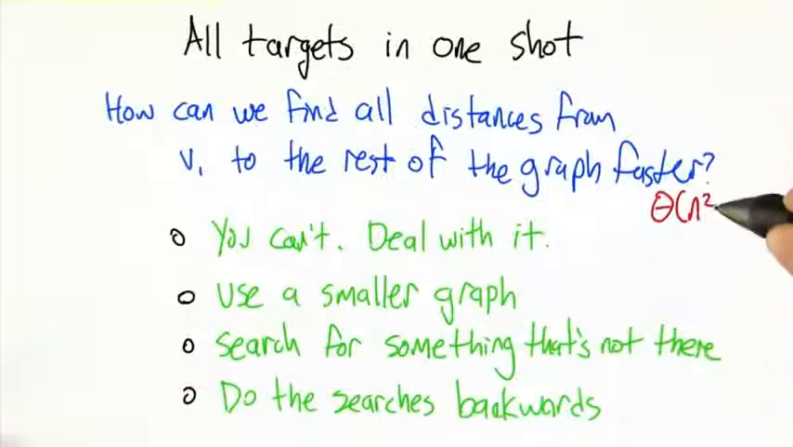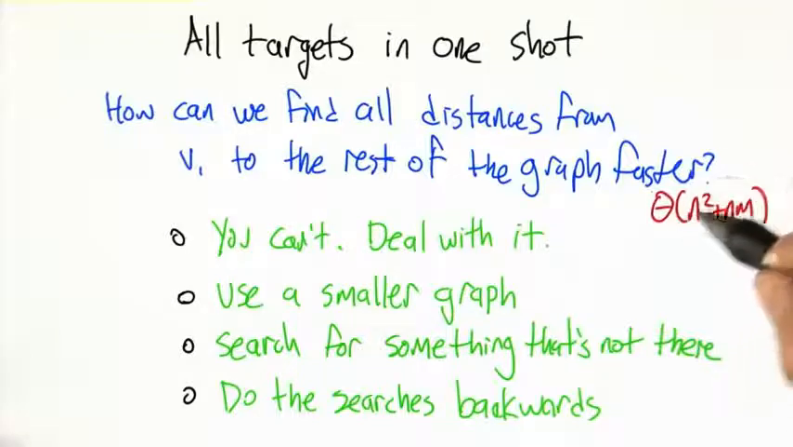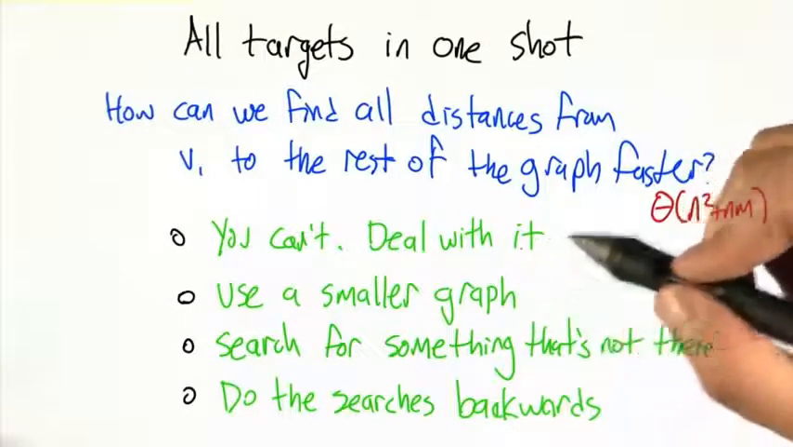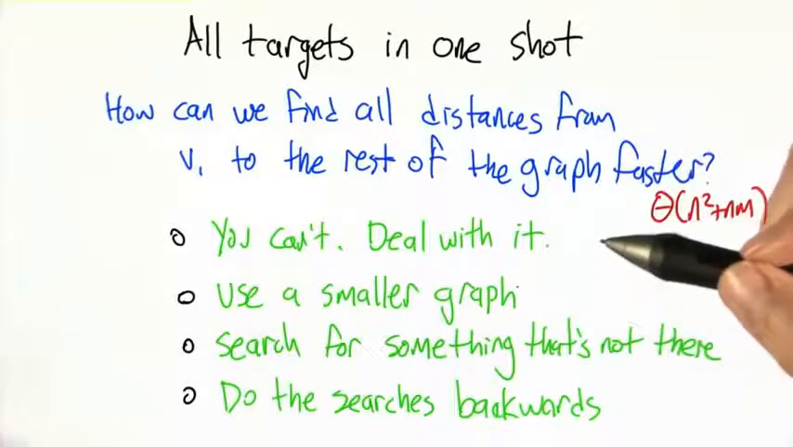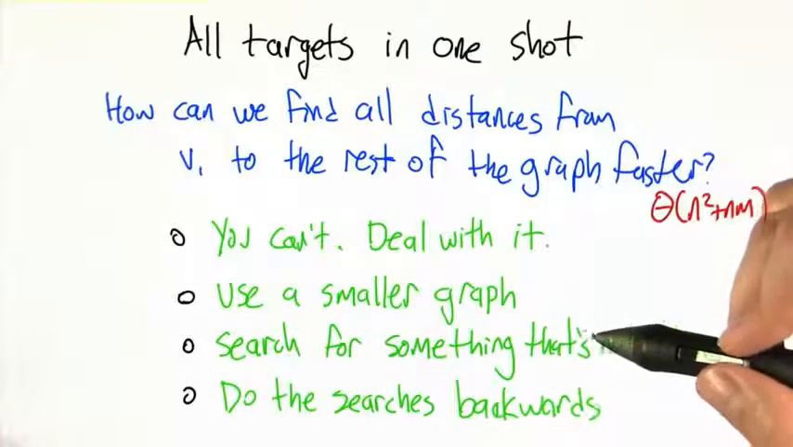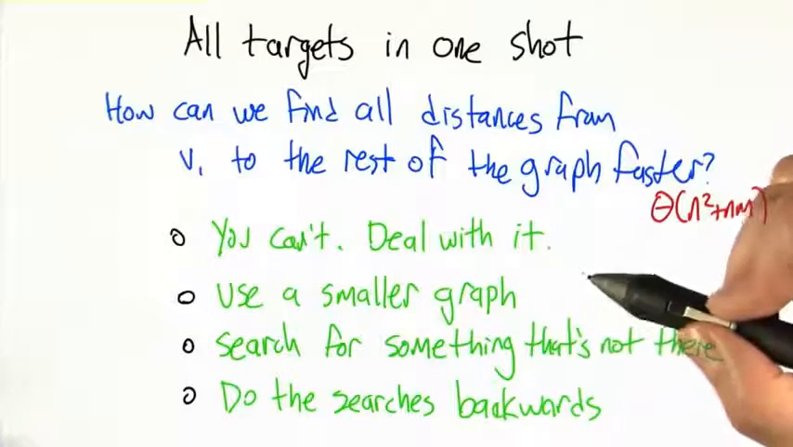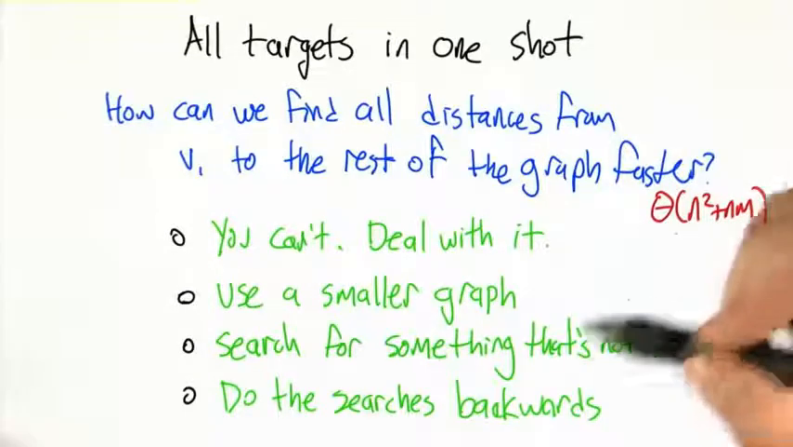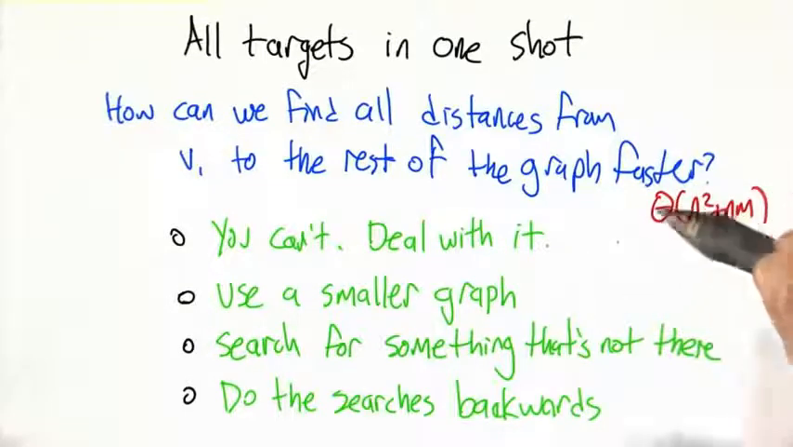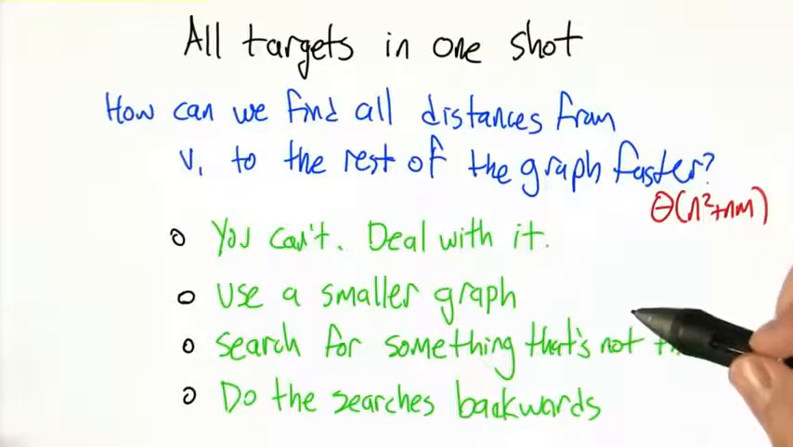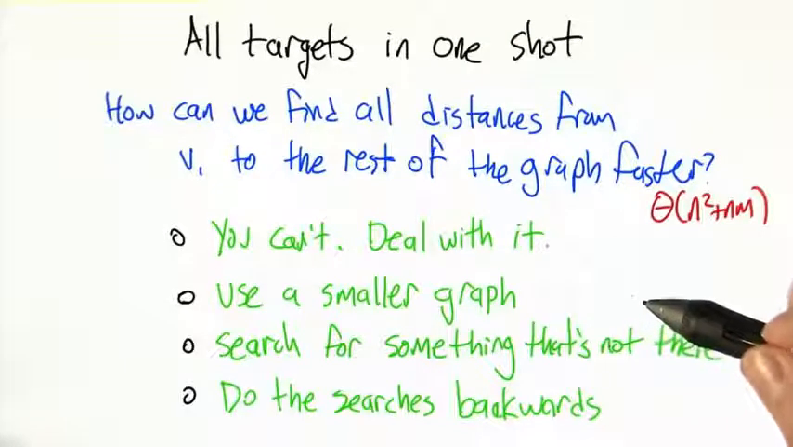So here are some choices for you. One possibility is you can't. Just deal with it. This is the fastest way to do it, which is essentially to repeat individual pairwise searches until you've exhausted all the nodes. Another possibility is, well, you can make it faster by just using a smaller graph. Another choice would be, well, you're searching for V1, we're not sure what to search for, just search for something that's not anywhere in the graph. And last choice is, actually, you can speed things up by doing the search backwards.